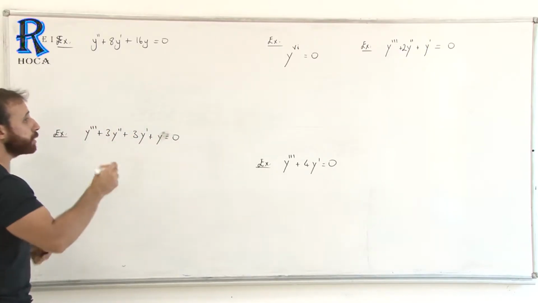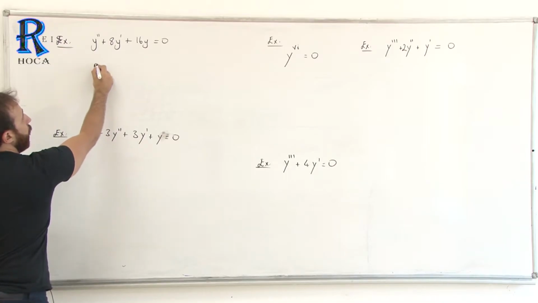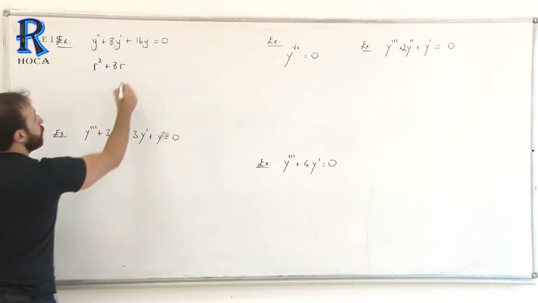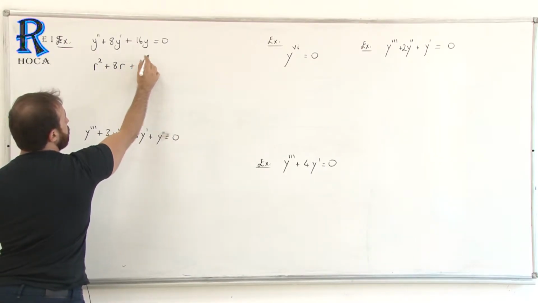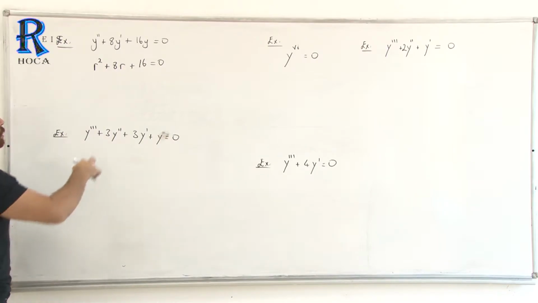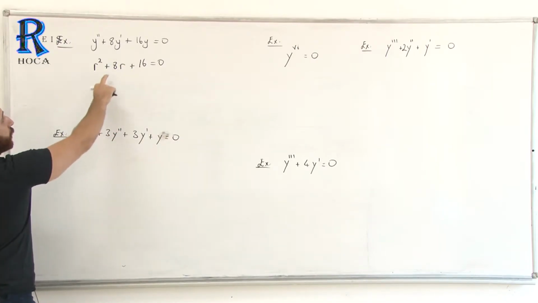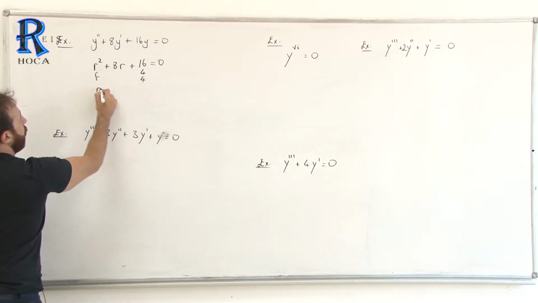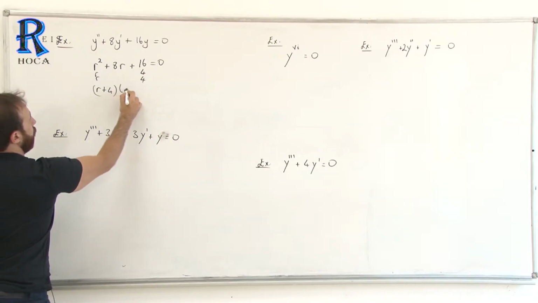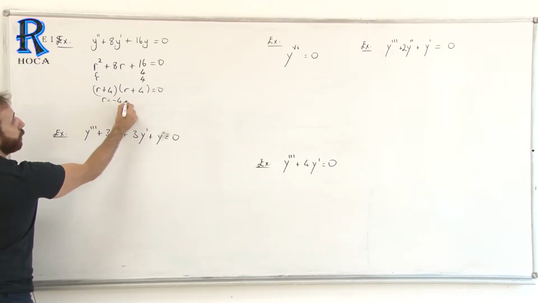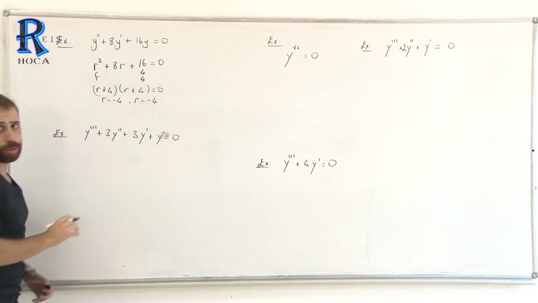Let's start. Let's write the auxiliary equation: r squared plus 8r plus 16, instead of y we are writing 1, 16 times 1. So using the product rule, two numbers whose multiplication is 16 and addition is 8: 4 and 4. So (r plus 4)(r plus 4) equals 0. The first root is minus 4 and the second root is again minus 4.